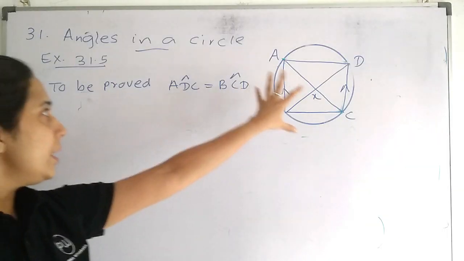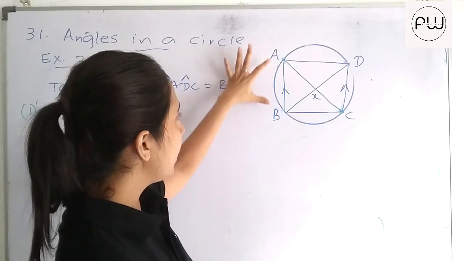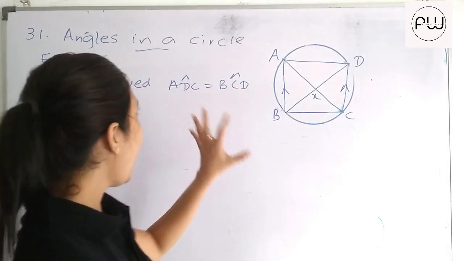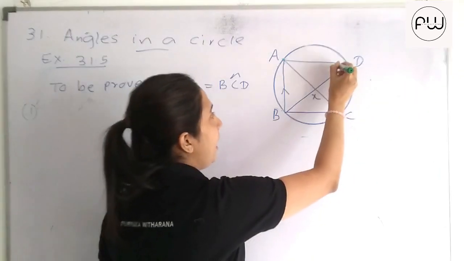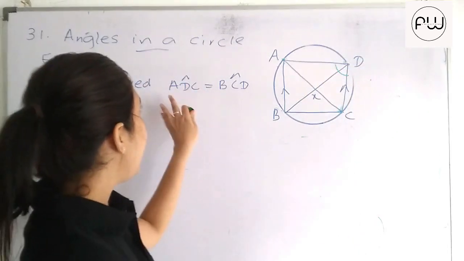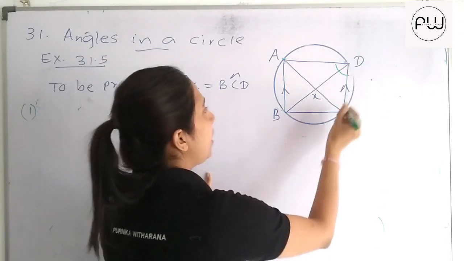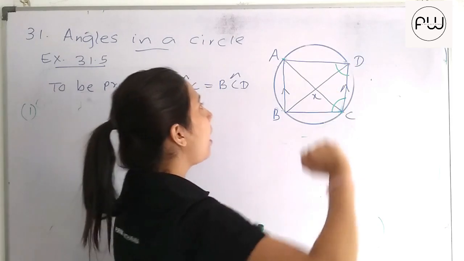First one, the figure is here. You are given one piece of information. What is it? AB side is parallel to DC side, and we have to prove here that angle ADC, this one, is equal to angle BCD. We have to show these two angles are equal.